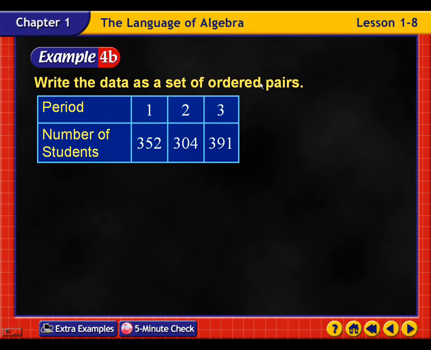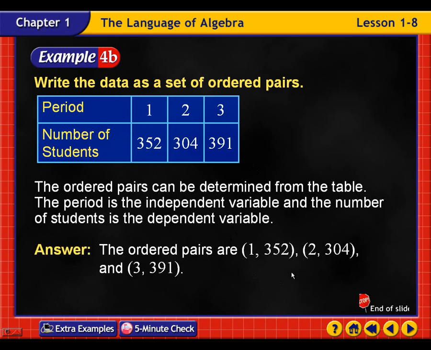So now we're asked to write the data as a set of ordered pairs. So we simply take those and put them into parentheses, again using the lunch period as independent and the students as dependent. So there would be my ordered pairs.